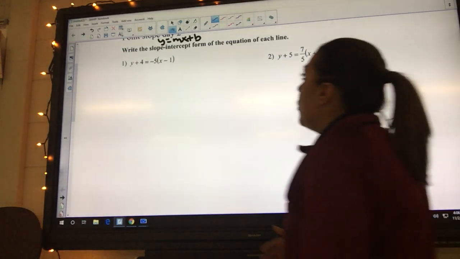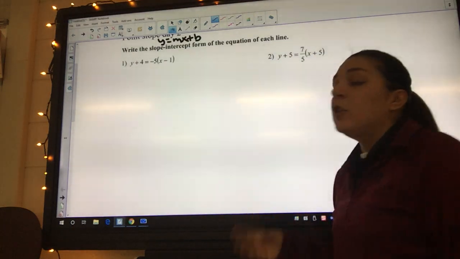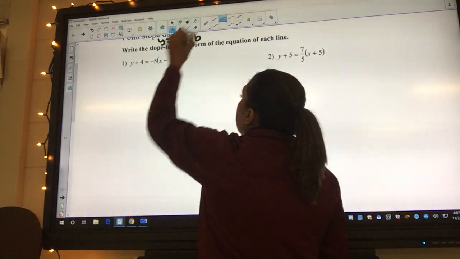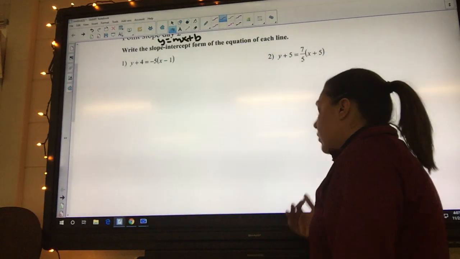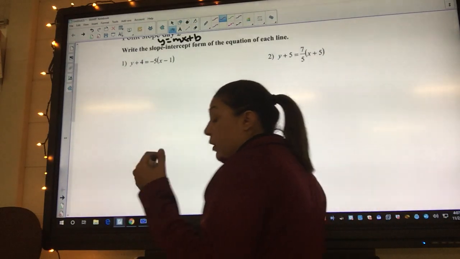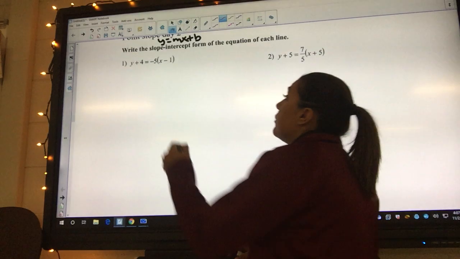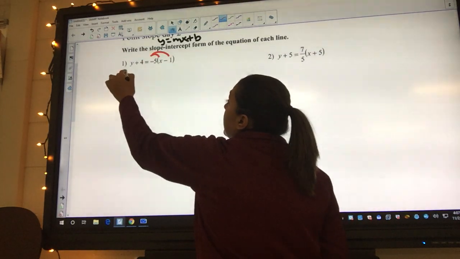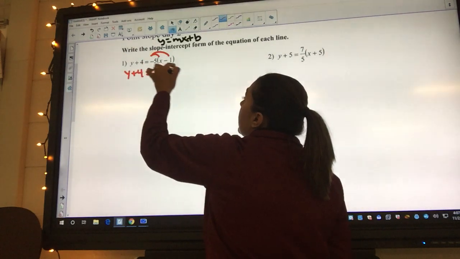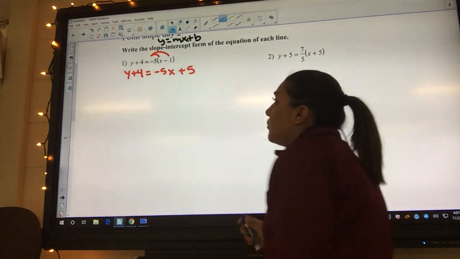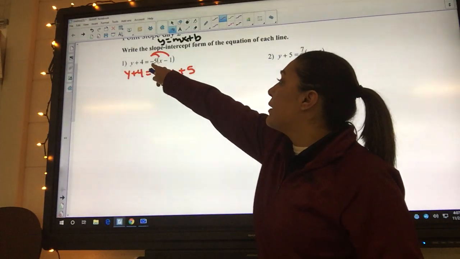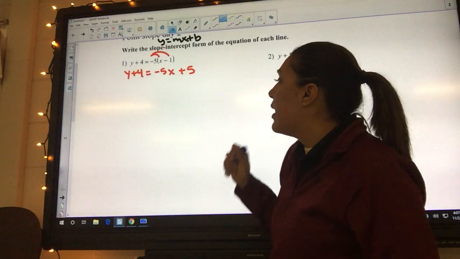And we can look at number 1 and say, well, what form does it look like it's in? Okay, well, it's in point slope form. So we want to get y all by itself. That's the whole goal here. And so our very first step, according to our Please Excuse My Dear Aunt Sally, is going to be to distribute. So we got y plus 4 equals negative 5x plus 5, because we're distributing, so negative 5 times x is negative 5x, negative 5 times negative 1 is positive 5.